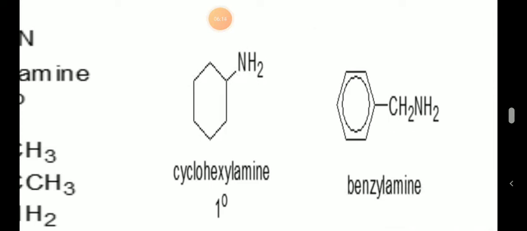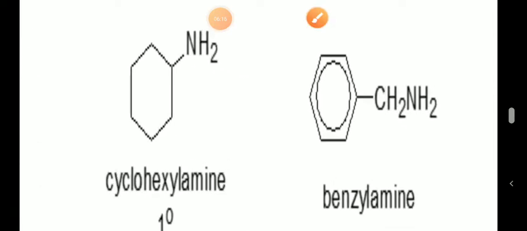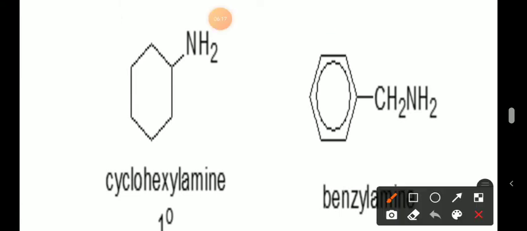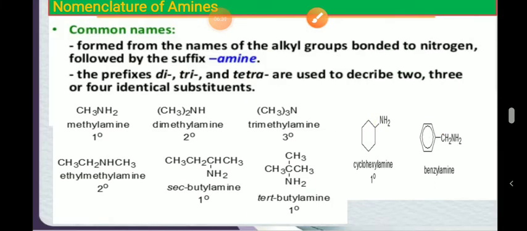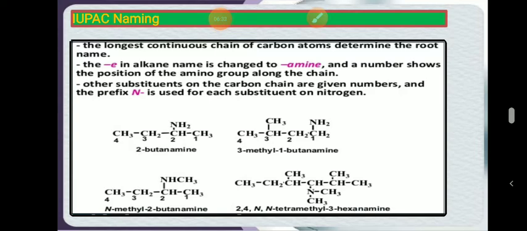Next is benzylamine, and benzylamine means you are having double bonds in that, and we are showing it with the circular form. It's up to you whether you want to show it with the bond form or in the circular form. So it is benzylamine. This is the structure of benzylamine, and all these namings are from the common naming.